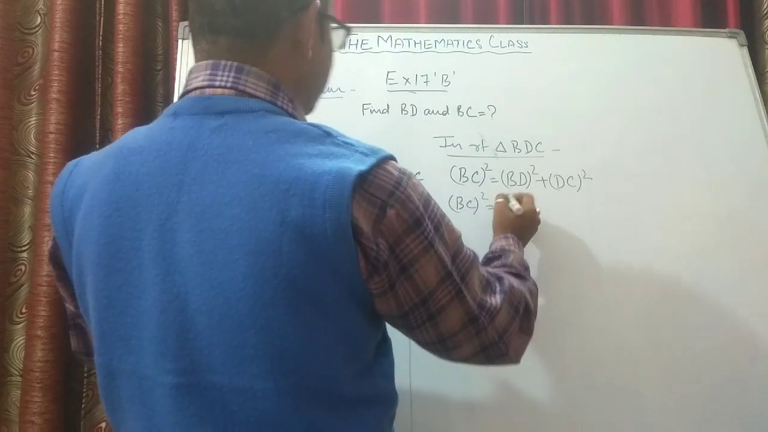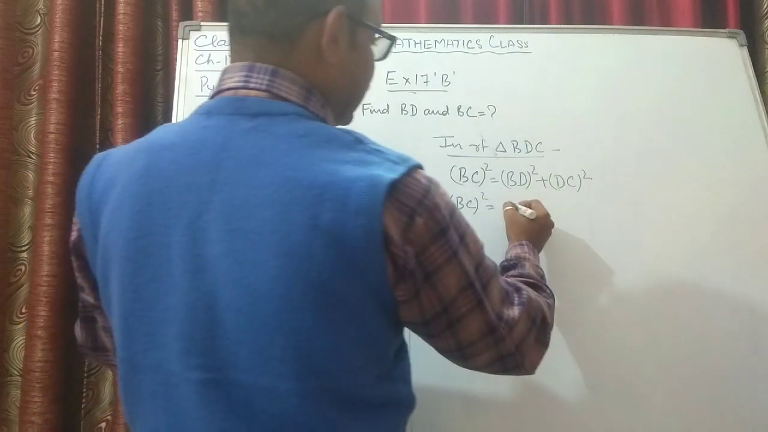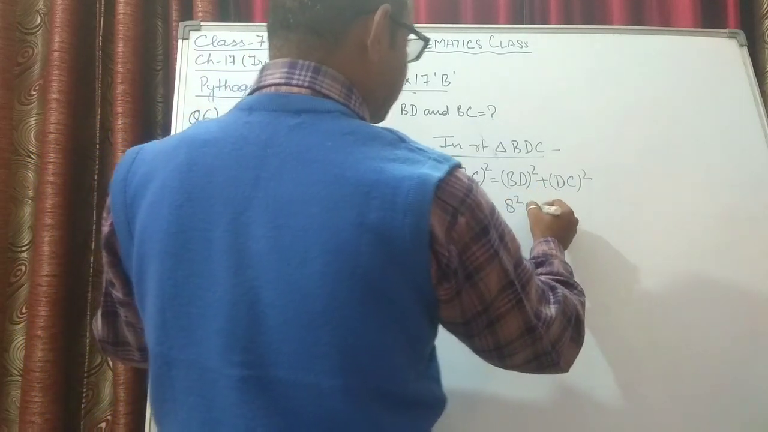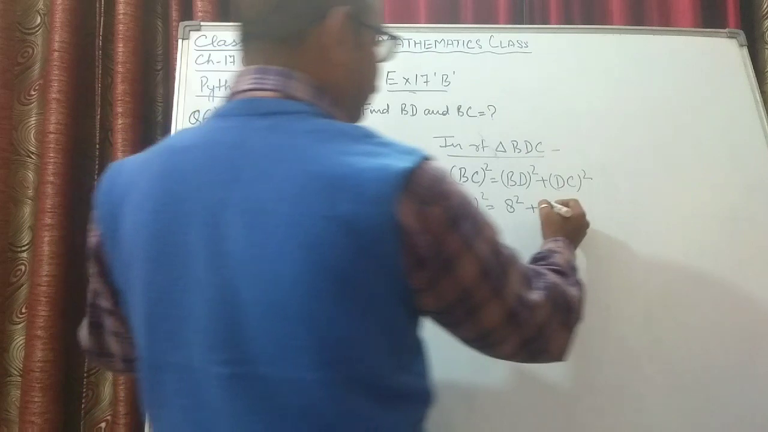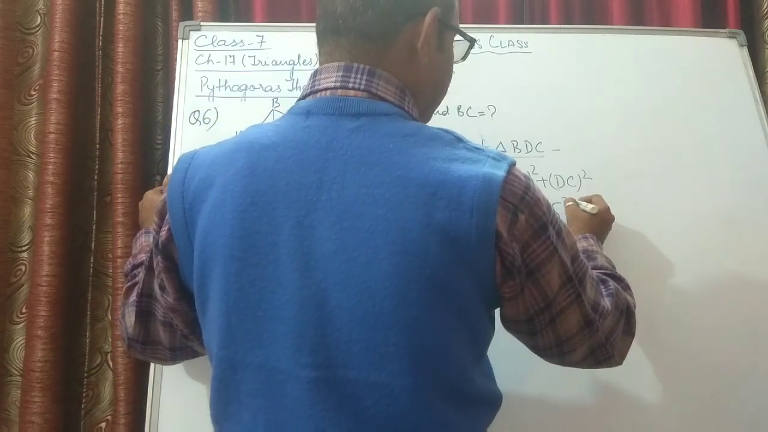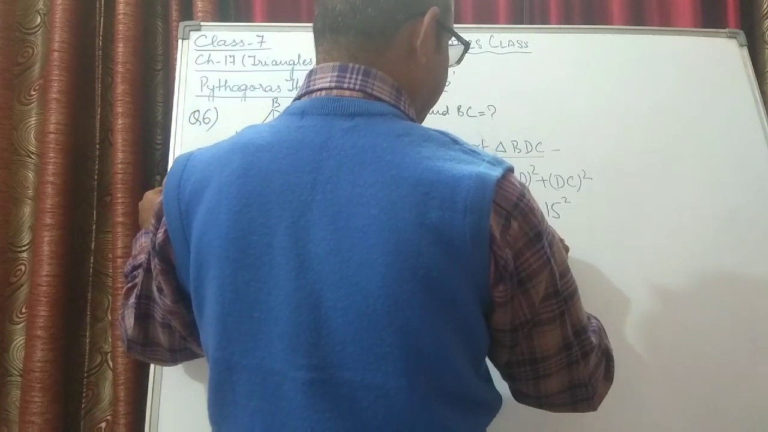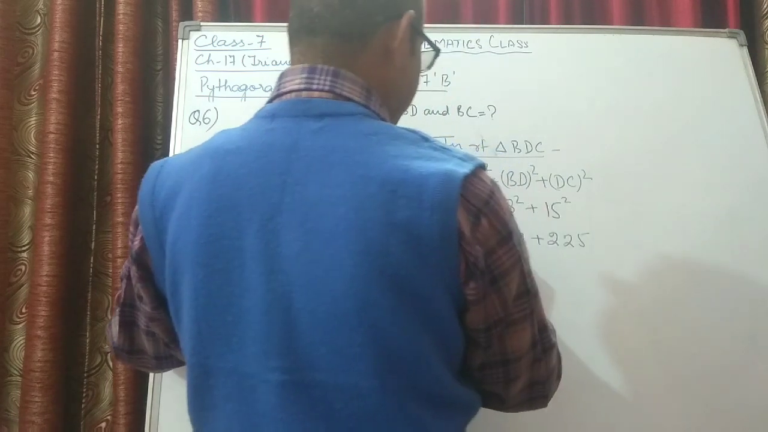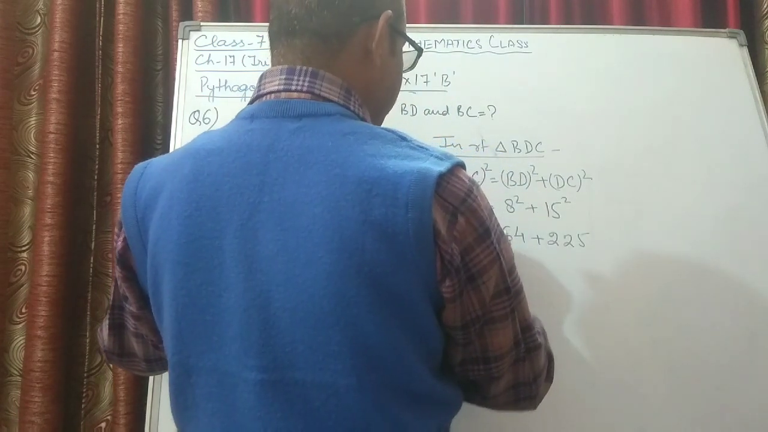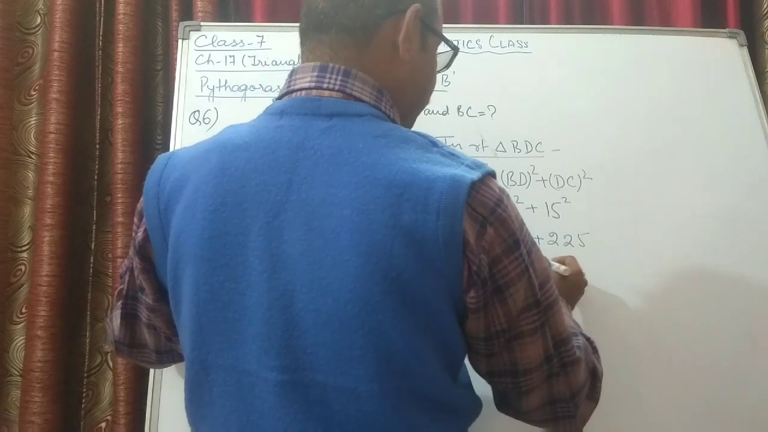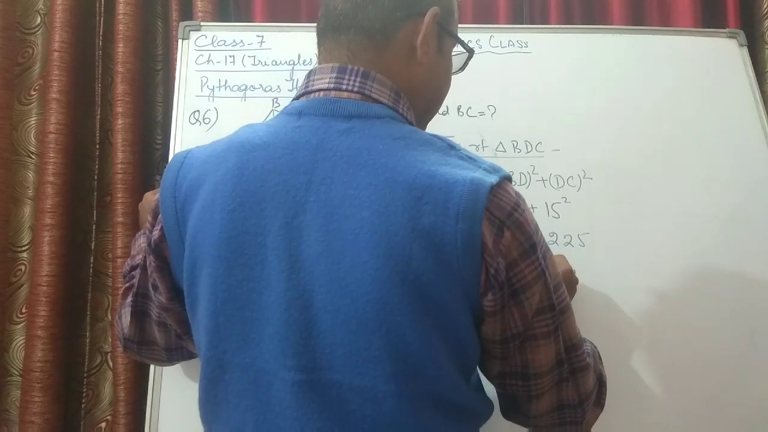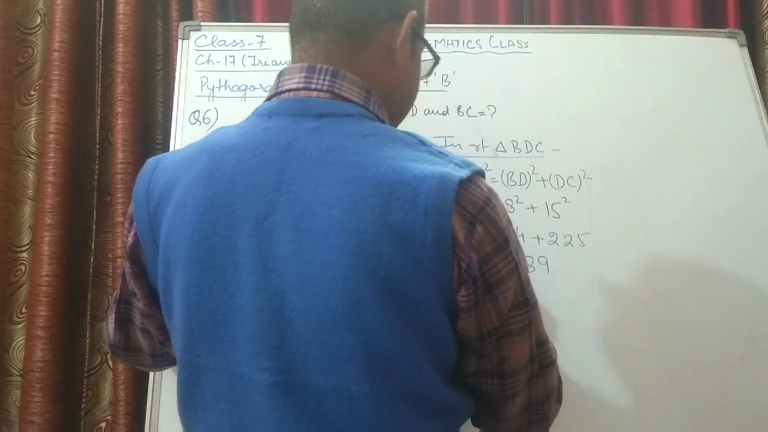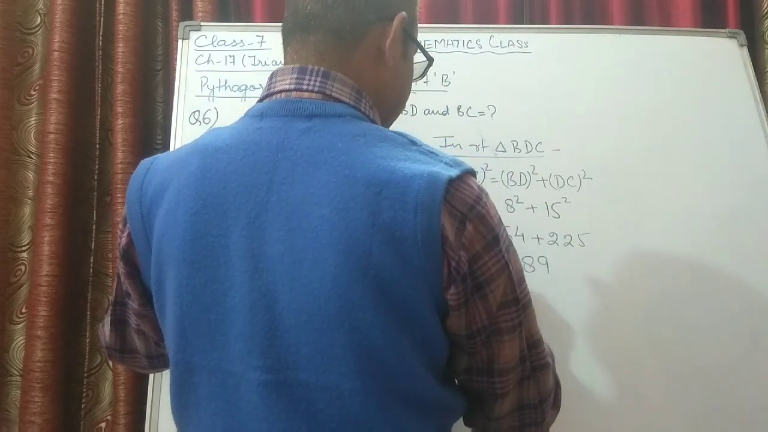BC square is equal to BD, which is 8, so 8 square plus DC, which is 15 square. Now 8 square is 64, 15 square is 225. When we add them, this will give you BC square. So 4 plus 5 is 9, 6 plus 2 is 8, 2 plus 2 is 4... 289 is BC square.